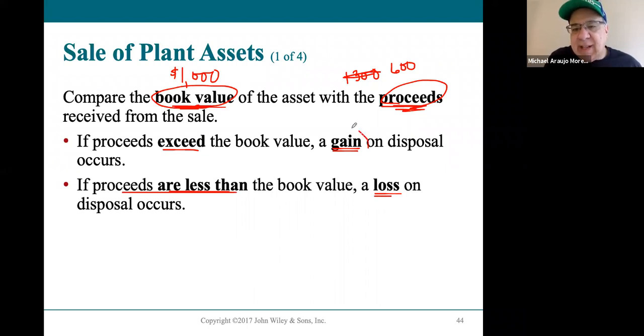Okay. Gains and losses on disposals of assets are on the income statement. Remember that portion of the income statement, the multi-step income statement that said other revenue or gains, other expenses and losses. That's where this amount would be showing for that year.